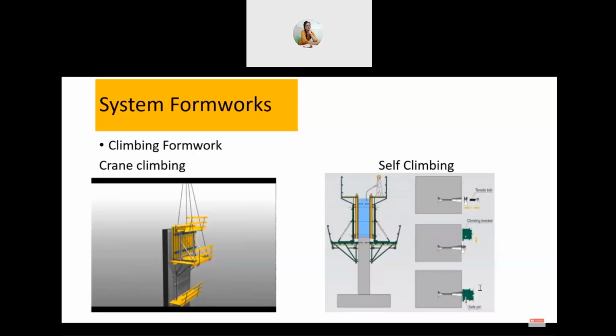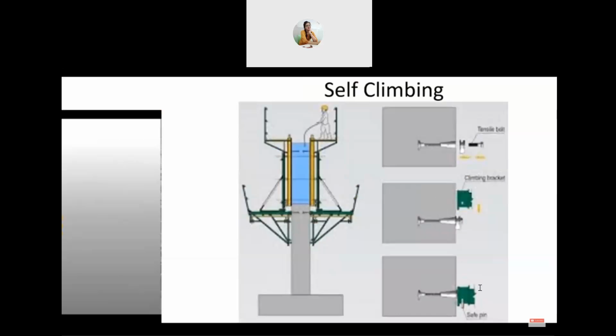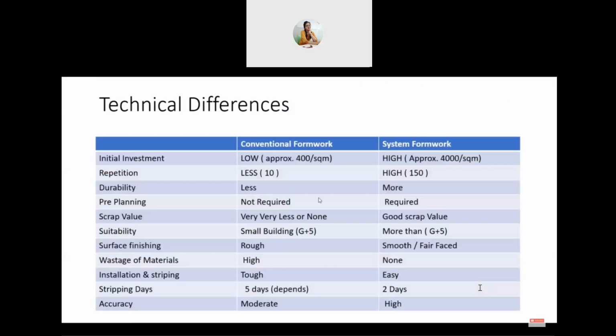The difference between self climbing and crane climbing is that one is lifted by a crane and the other is lifted by a pump. The pump is a hydraulic pump with a suitable capacity, which lifts once the concrete gets the strength. You can see here the coning of the climbing systems. I will explain it to you in the next video.